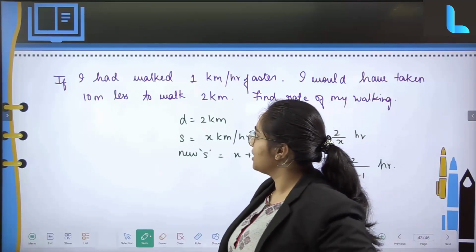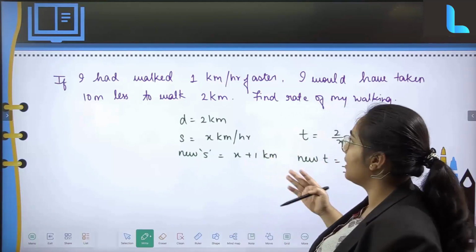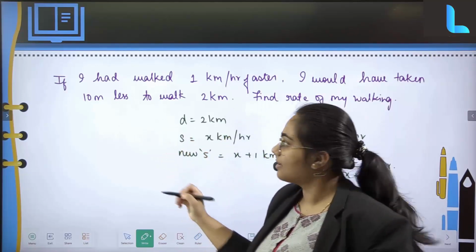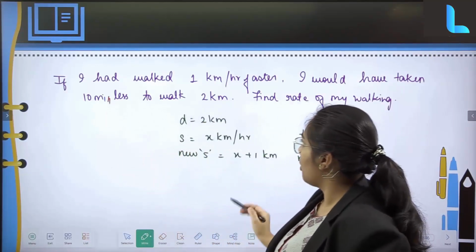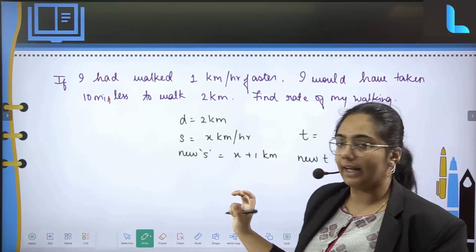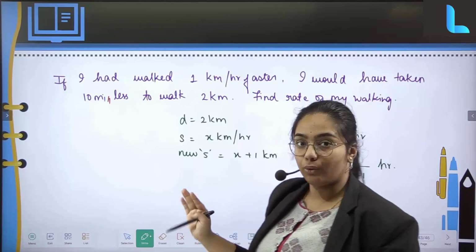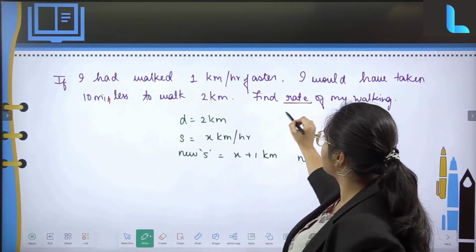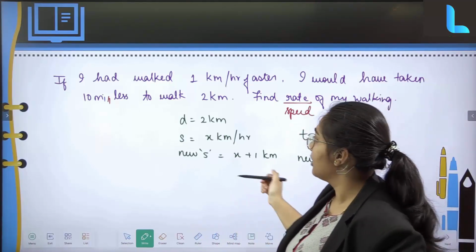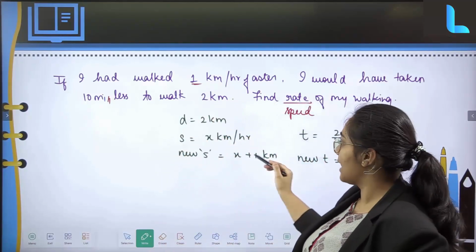Right. So the next question is, if I had walked 1 kilometer per hour faster, I would have taken 10 minutes less to walk 2 kilometer. Find the rate of my walking. So it is just nothing about the speed and speed formula, that is distance they have given as 2 kilometer and speed we don't know, that is what we have to find out. Find the rate is nothing but find the speed of my walking, and then what is the new speed it will become. They have said 1 kilometer faster if I would have walked, that is x plus 1.